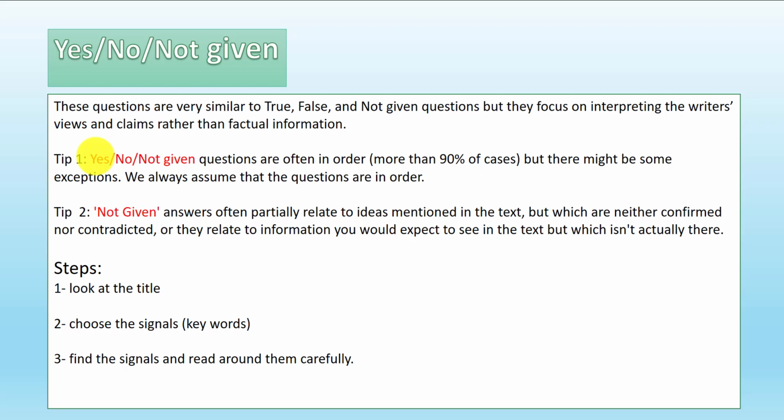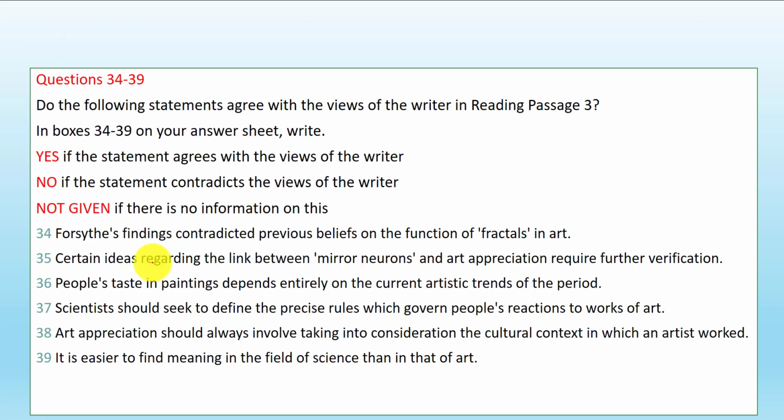confirmed nor contradicted, or they relate to information you would expect to see in the text, but which isn't actually there. And our steps again are the same: looking at the title, choosing our keywords, and finding the signals and reading around them carefully. Now let me turn on my pen as well and go to our next slide and have our example. Do the following statements agree with the views of the writer in reading passage 3?